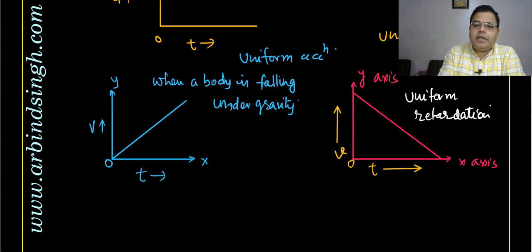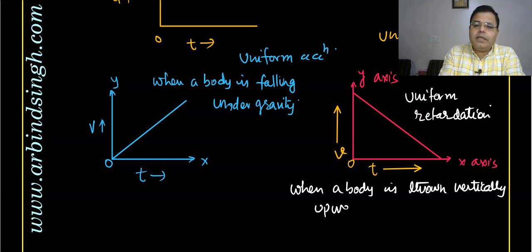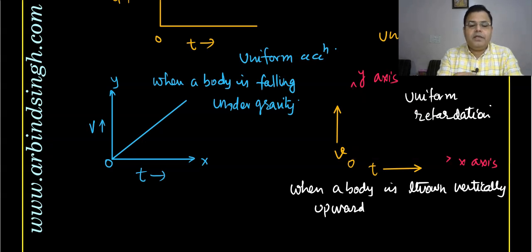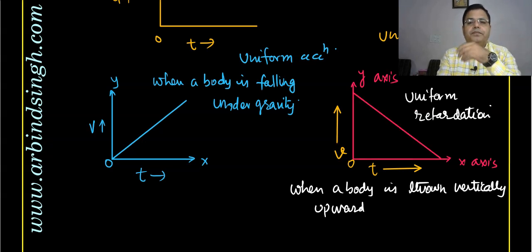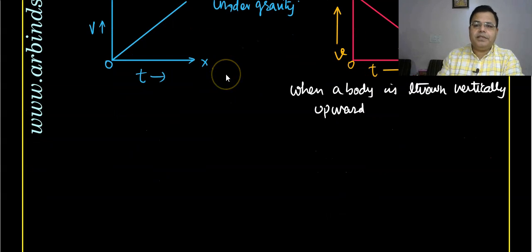When a body is thrown vertically upward, then there is uniform retardation upward. When a body is thrown vertically upward and is moving under gravity, uniform retardation is there. The body starts from this speed, the initial velocity, and the final velocity becomes zero. So velocity is decreasing successively. That is uniform retardation.